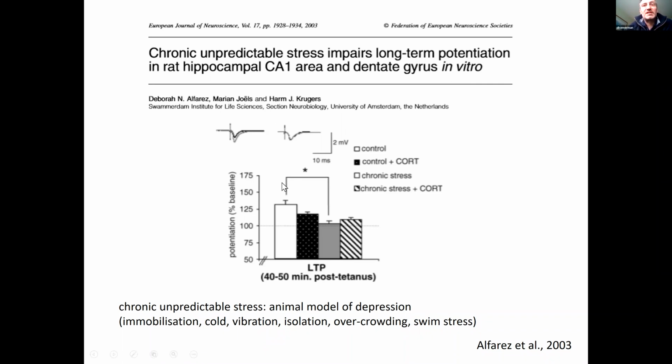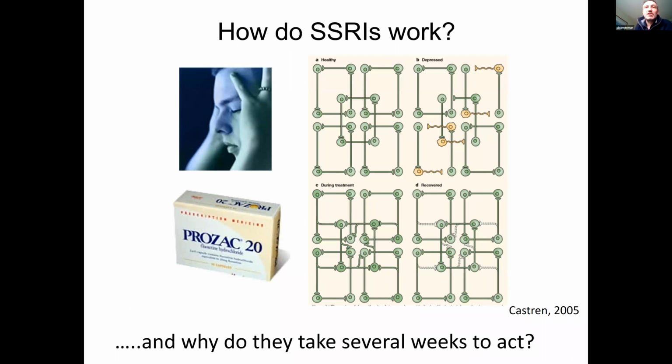And when you take slices from these animals at the end, you can see a quite dramatic reduction in LTP in the animals that have undergone the chronic unpredictable stress. So lots of evidence that stress and potentially depression might be associated with reduced LTP. And conversely, there's a growing body of evidence suggesting that antidepressant drugs like SSRIs might work by boosting plasticity processes. Now, this could include things like neurogenesis and structural changes, but it's also thought to include increases in synaptic plasticity as well. And these plastic changes might be one of the reasons why these drugs take several weeks to have a beneficial effect on mood in patients.